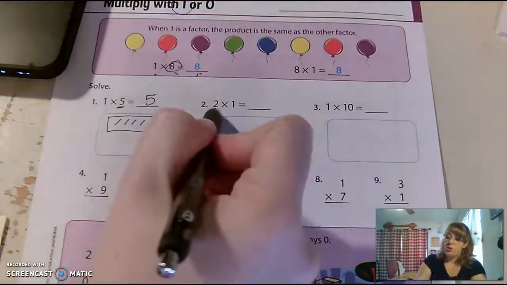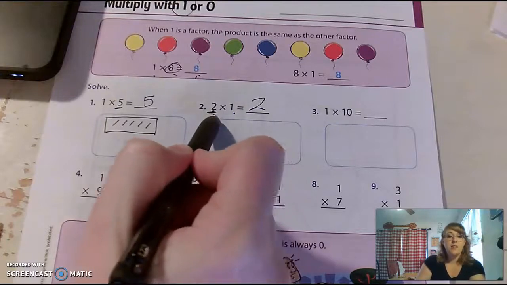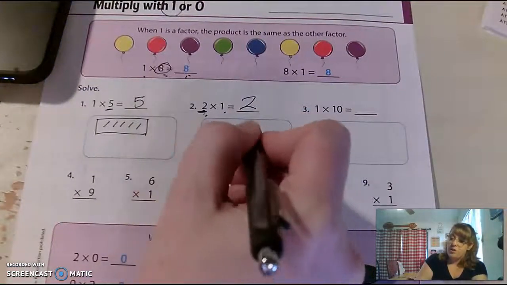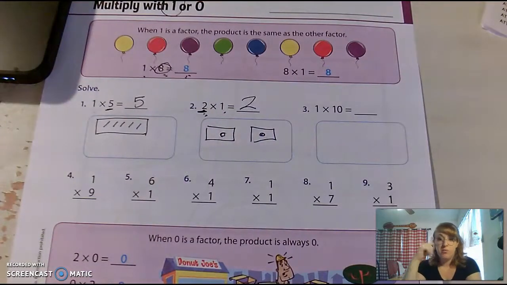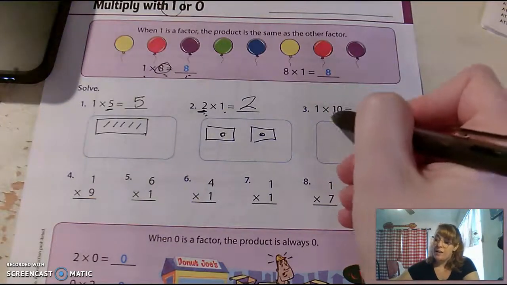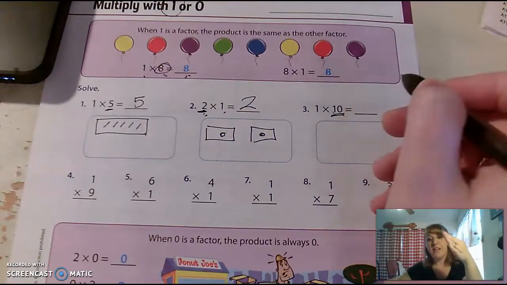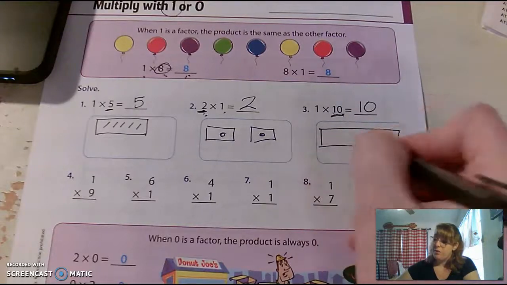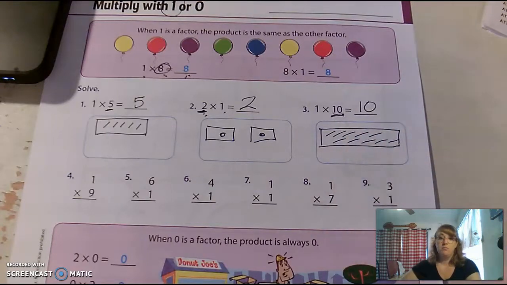Okay. 2 times 1 is 2, because anything times 1 is itself. But this picture is going to look a little different because the 2 comes first. So I have 2 sets of 1. Kind of looks like eyeballs. 2 sets of 1. Now I have 1 times 10. Anything times 1 is itself. So 1 times 10 is 10. Good. So I have one group of 1, 2, 3, 4, 5, 6, 7, 8, 9, 10. One group of 10. Piece of cake.